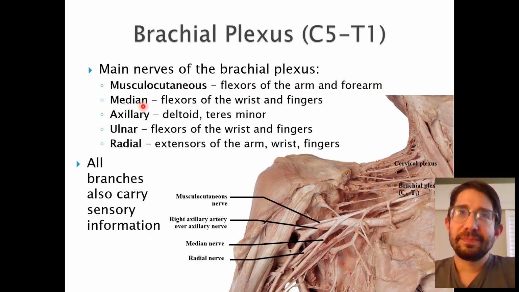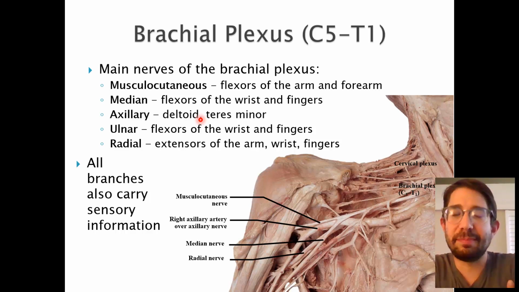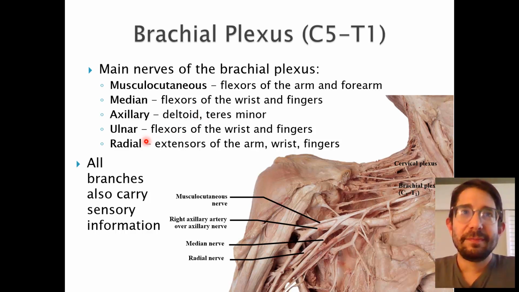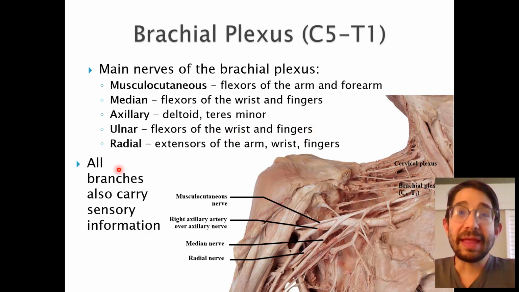The median nerve innervates the flexors of the wrist and fingers. Axillary innervates some specific muscles, deltoid and teres minor, right? Teres minor in the back of the armpit region. The ulnar nerve innervates the flexors of the wrist and fingers, and the radial nerve innervates the extensors of the arms, wrists, and fingers. So you want to think back to your muscle and bone days and try to trace these out in your mind as you look at your arms.